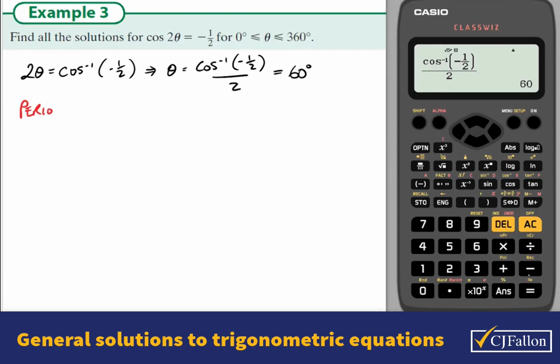There are a number of solutions. Let's think about how many. The period of this is 360 divided by 2, because it's cos 2 theta that is the angle. And half of 360 is 180 degrees.